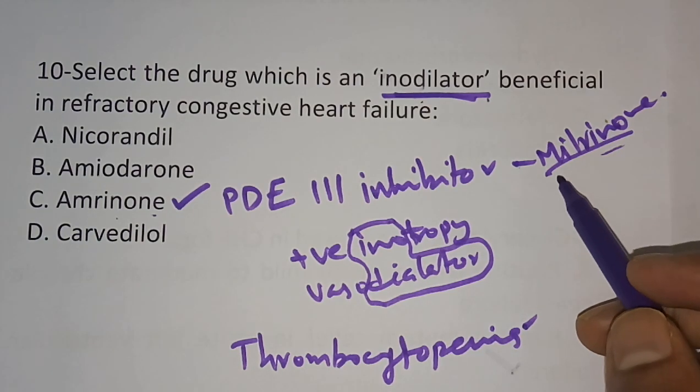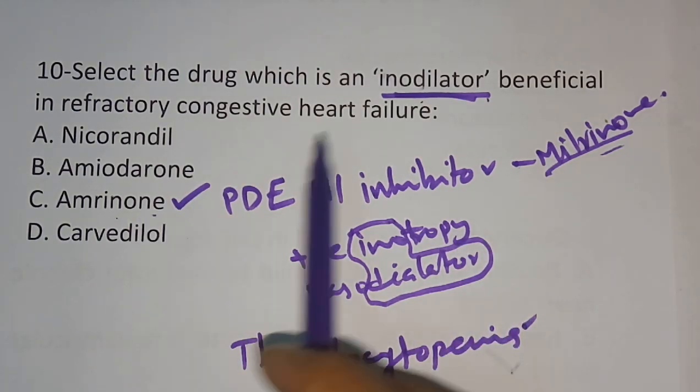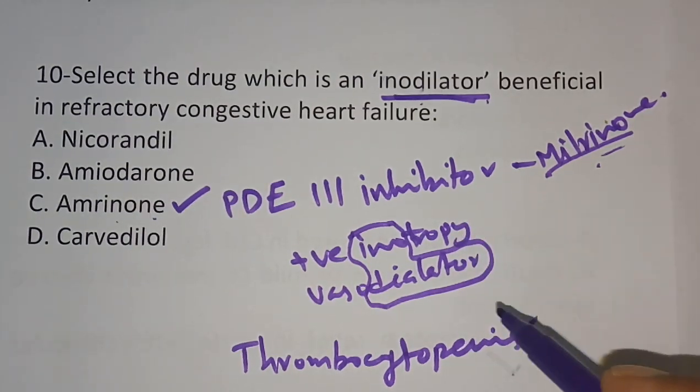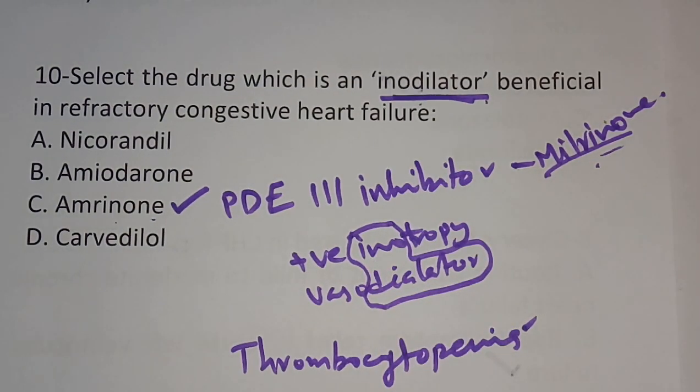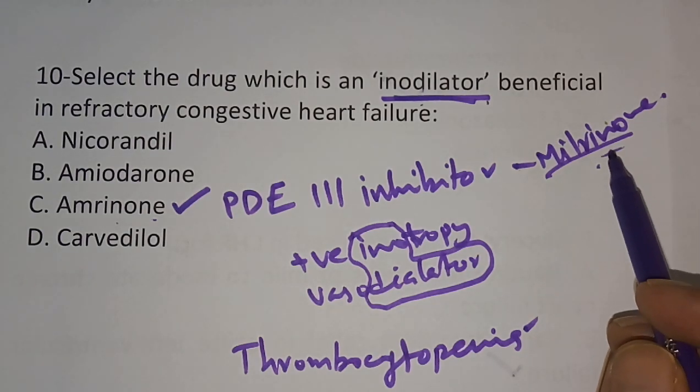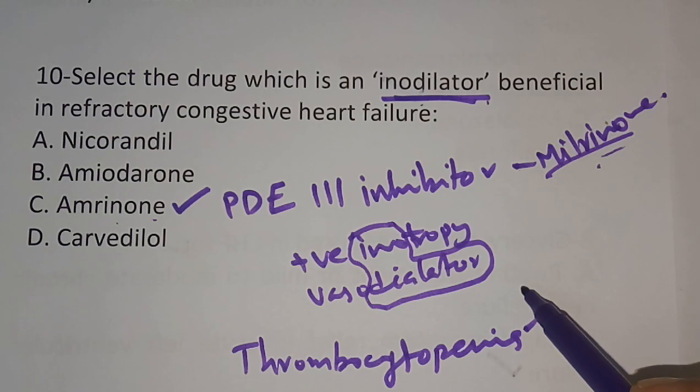This is one of the important questions. What is the difference between amrinone and milrinone? Both are PDE3 inhibitors, while amrinone has the adverse effect of thrombocytopenia, while milrinone doesn't. So these are the main important points regarding this chapter.